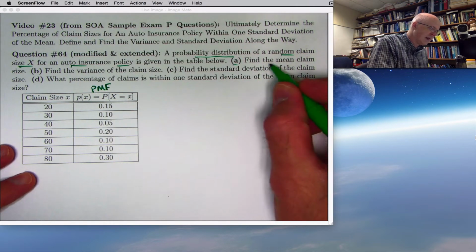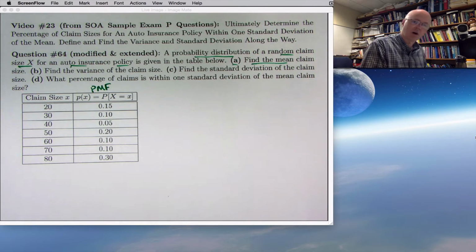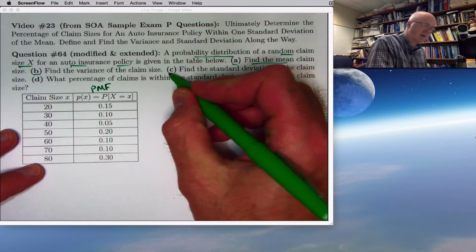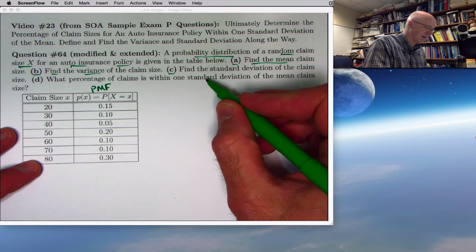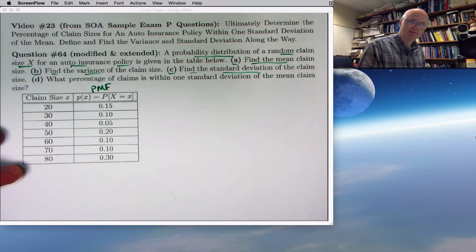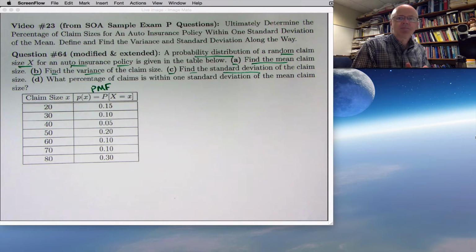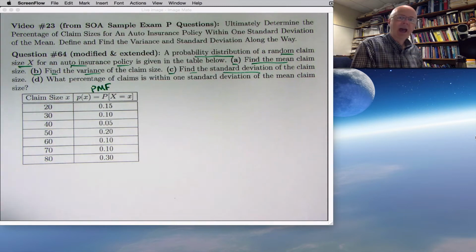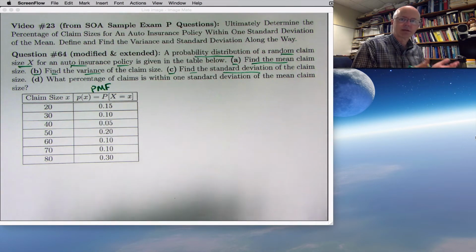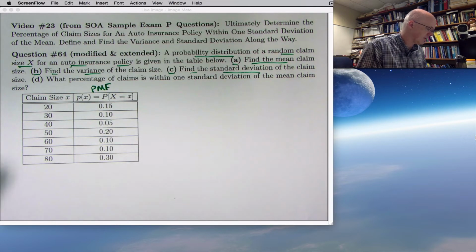Part A is to find the mean claim size, also called the expected value. Parts B and C are to do something new, find new quantities that I haven't talked about yet: find the variance of the claim size, and find the standard deviation of the claim size. The mean is a measure of central tendency. The claim sizes are between 20 and 80. The mean might be roughly halfway between 20 and 80, somewhere near 50 perhaps, but not necessarily exactly 50. The variance and standard deviation are measures of spread. Okay, the standard deviation turns out to be easier to interpret. The variance turns out to be a little easier to compute and work with theoretically.